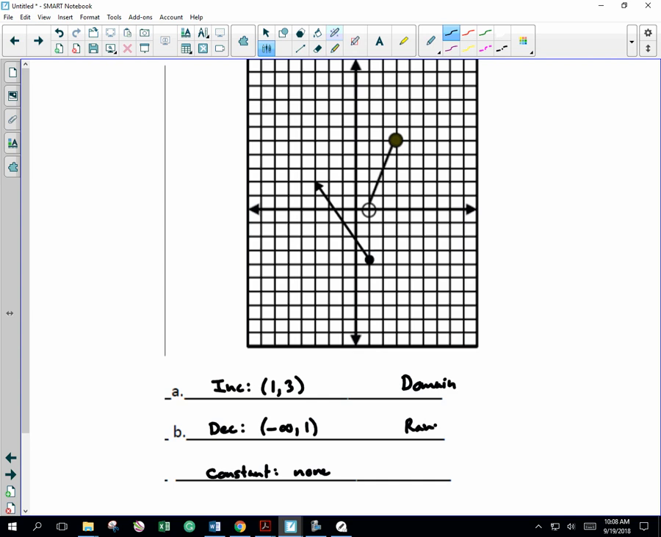Domain are x values, so we're going to write down x's, and range are y's. One way of asking about domain is what x's do you see here, okay? Do we have all the x's in the world? Do we have -infinity to infinity, or do we only have a certain set of x's? So here's the way I explain it, and let me know if this makes any sense.